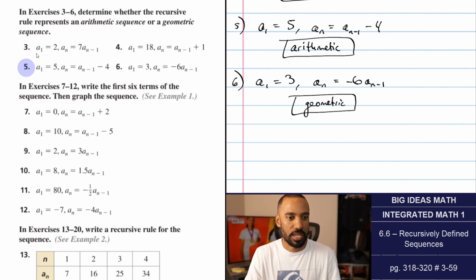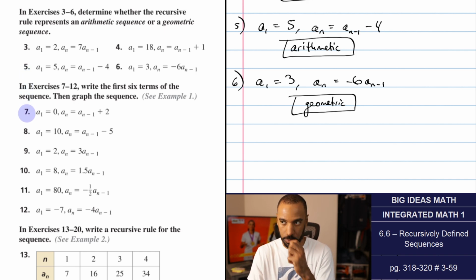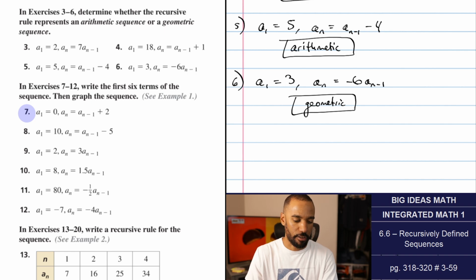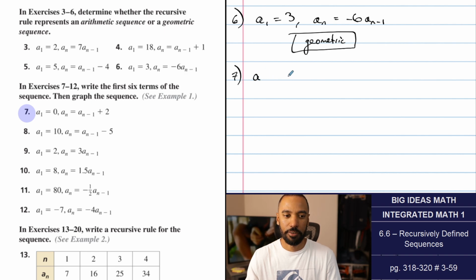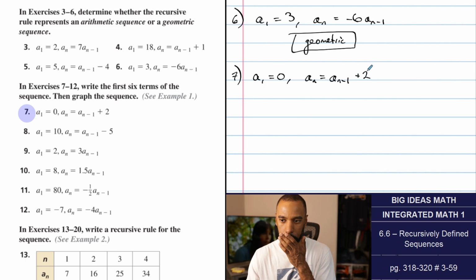Let's go to numbers 7 through 12, where you write the first 6 terms of the sequence and then graph the sequence. So I'll make sure to have my graph paper stuff ready momentarily. I just hit the copy button. We'll see if it carried over. So the first problem here on number 7, I'm going to go a little bit more slowly on, the same way that the lecture version did. After this, I will not go all that slowly, all depending.